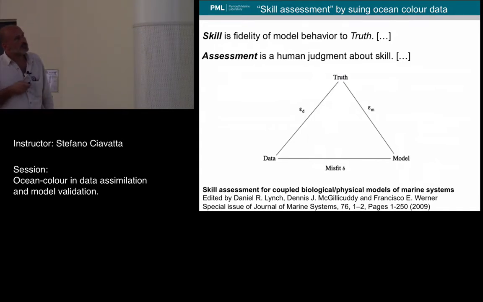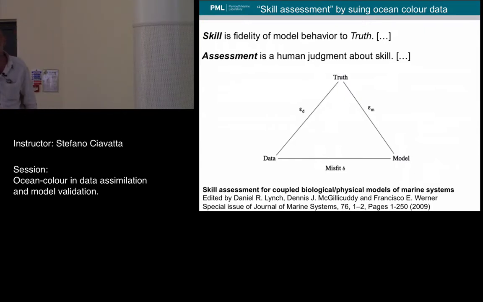This is quite an interesting thing because in the previous definition of validation, we were looking just at the mismatch between data and model. But actually, there is some truth, some real value of chlorophyll concentration, which is not the data from ocean color, and is not the output of the model, but it may be somewhere in between. So what we are really interested in is not the mismatch between data and model, but we want to assess the distance from the true value of that variable in the system. Okay?